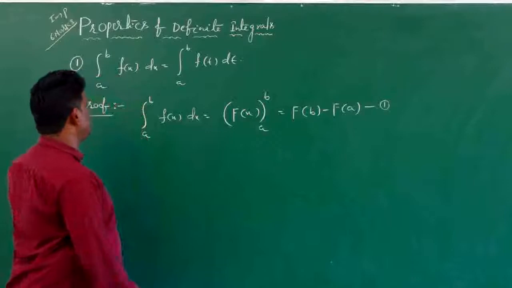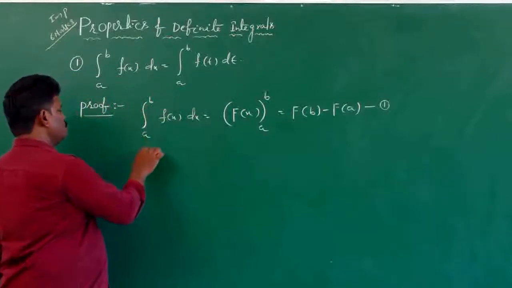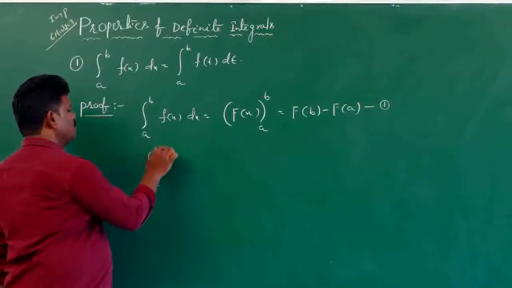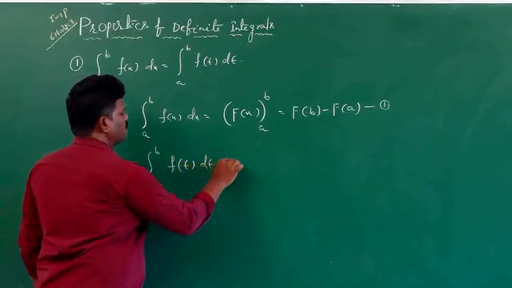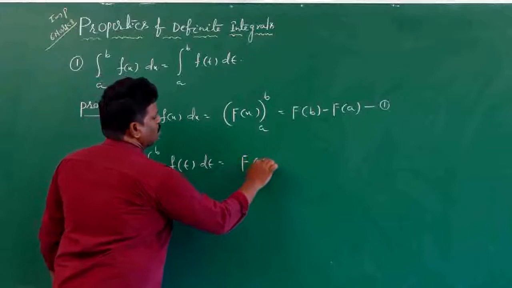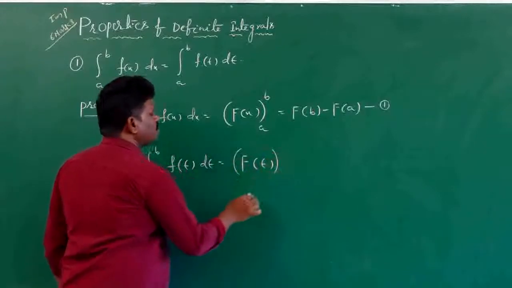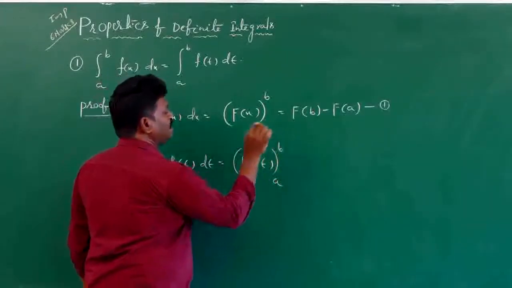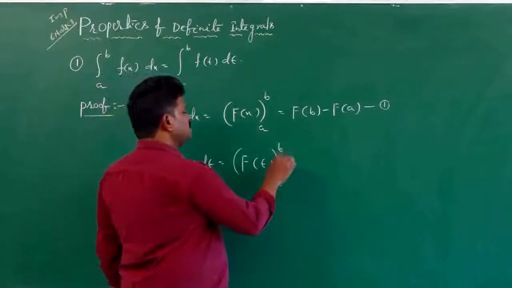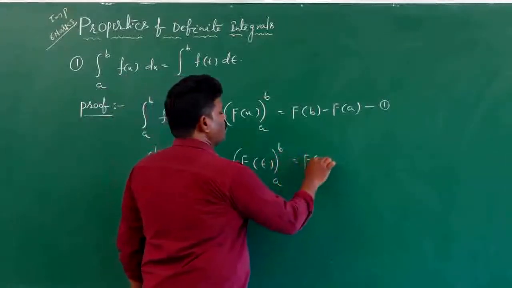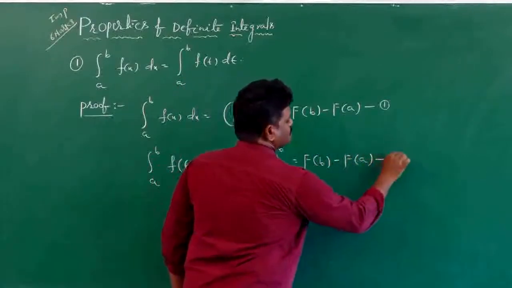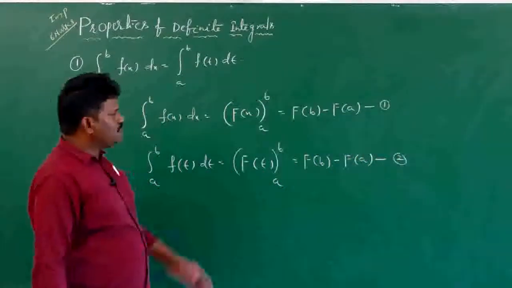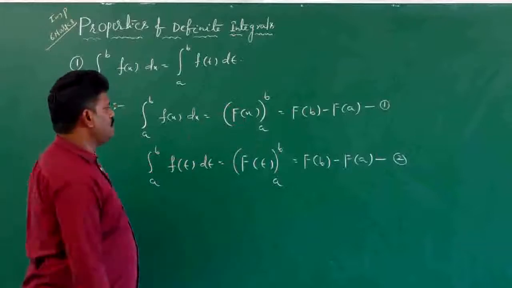And similarly, second, the RHS value. The integral from a to b of f of t dt is equal to, again, f of t with limits a to b. Then we get f of b, substituting in place of t, upper limit minus lower limit. Now we observe from the two equations that the RHS values are equal.